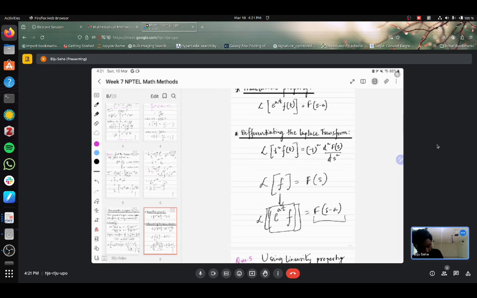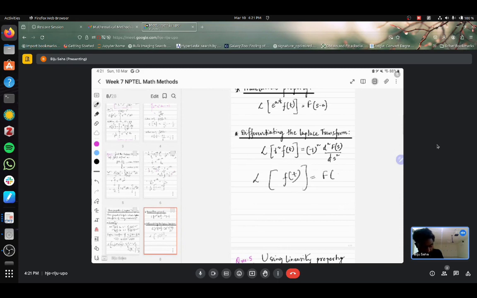This property is nothing but, suppose you have a function f(t) whose Laplace transform is given by F(s) again. And suppose you want to find the Laplace transform of t raised to the power n into f(t). That is given by differentiating the Laplace transform of the original function n times with respect to s, and multiplied by (-1) to the power n. So that's about this property.